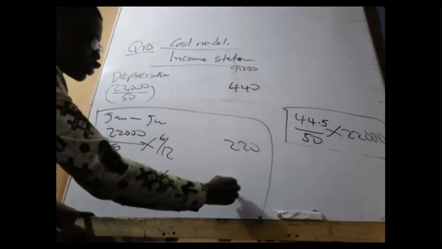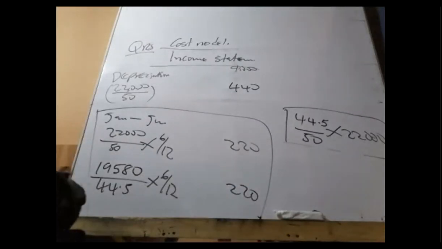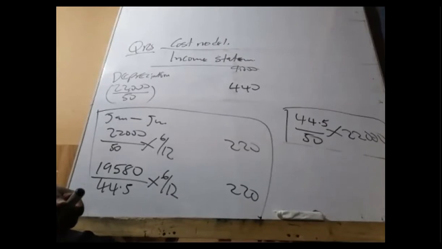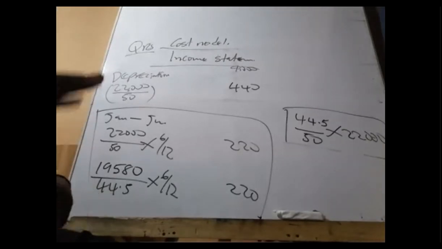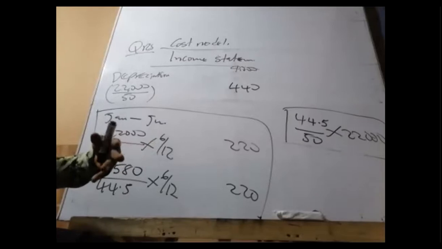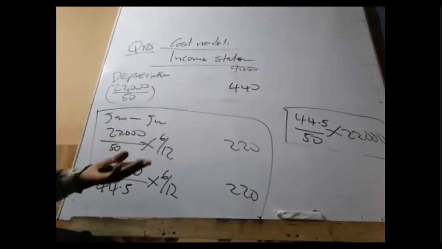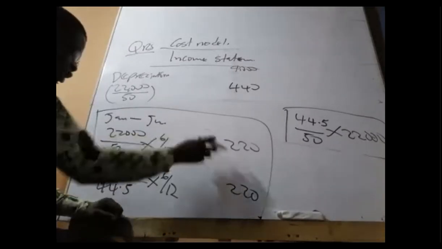And this answer must also give us 220. So divided by 44.5 times 6 out of 12. Yes, that's 220. So for those who want a long approach, an extremely long, very complicated one, you go by this before you can get there.